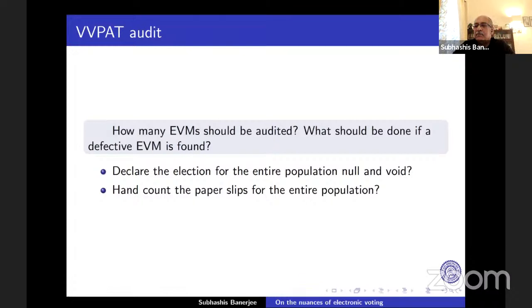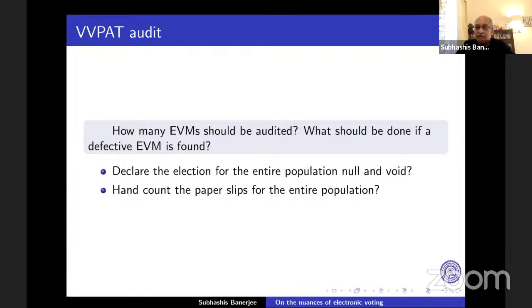Then comes the final question: how many EVMs should be audited, right? So the EVMs, the electronic counting can happen. You just shove the EVMs into a port and the electronic counts come out. Each EVM holds about 1,200 votes, 2,000 is the maximum capacity. So you can count in a few hours just by the electronic count. And a few of these EVMs should be cross-checked by full manual counting.